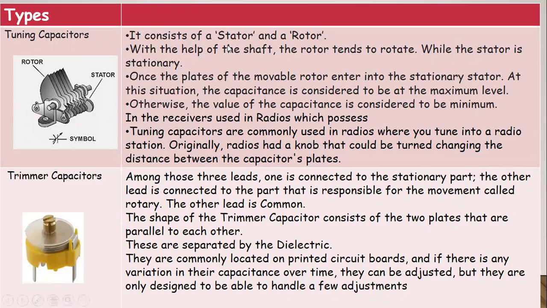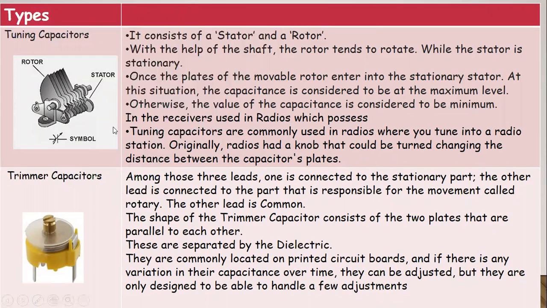A tuning capacitor consists of a stator and a rotor. You can see this is the stator and this is the rotor. These are the fixed plates, and these are the rotating plates. With the help of the shaft, the rotor rotates and the stator is stationary. Once the moving plates enter into the stationary stator, at this situation the capacitance is considered to be at maximum level. When there is a full circle of the metallic plate, the more the area, the more the capacitance. Otherwise, the capacitance value is considered to be minimum.